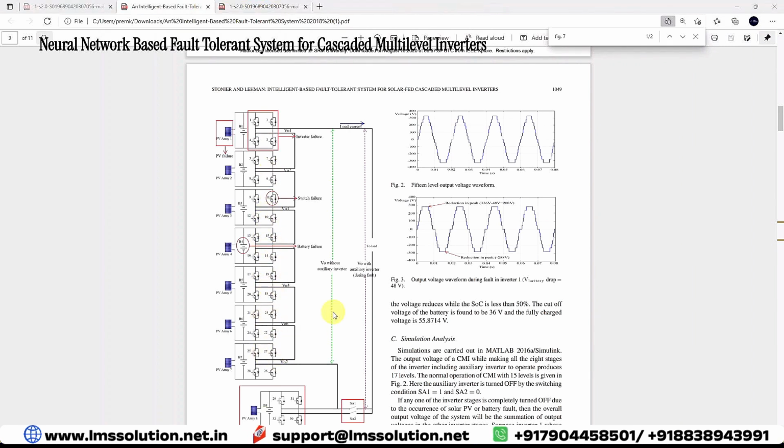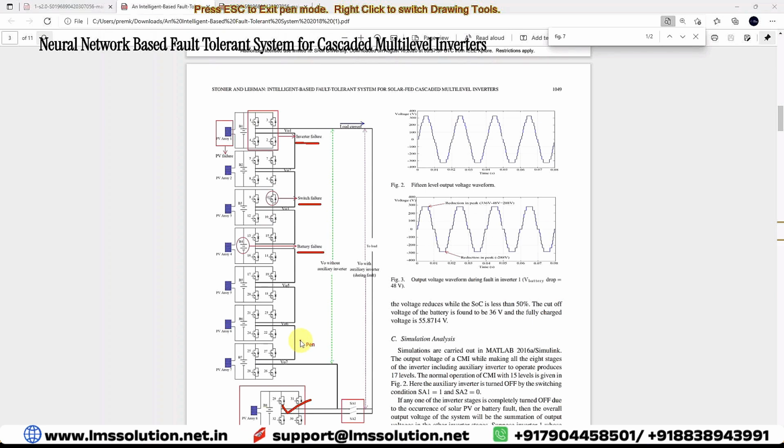Here, a fault in the cascaded multi-level inverter can be considered as an inverter failure, switch failure, or battery failure, also known as DC source failure. This needs to be detected by means of a neural network. After detection of the fault, we need to generate the standard voltage based upon some corrective actions. For that, we are going to use an auxiliary H-bridge inverter, which is added in the cascaded multi-level inverter during fault condition.